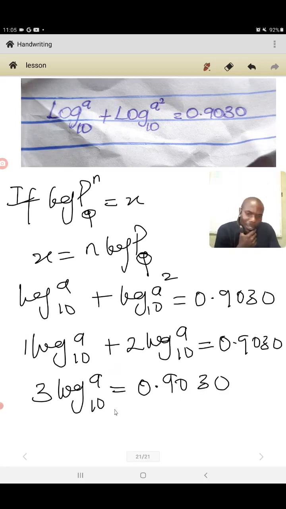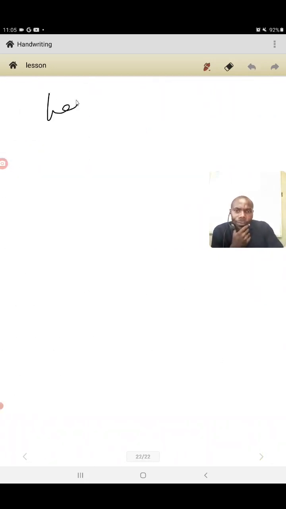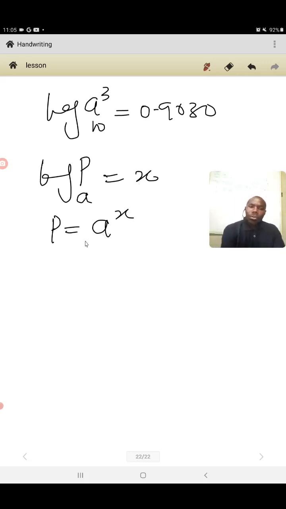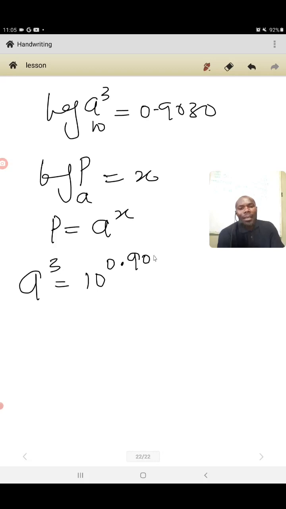So you now return it back again. That is the law. So you have log a raised to power 3 base 10 is equal to 0.9030. There is a law saying that log p base a is equal to x, so p can be a raised to power x. That is the law. So in a way to solve this, you say that a raised to power 3 is the same thing as 10 raised to power 0.9030.